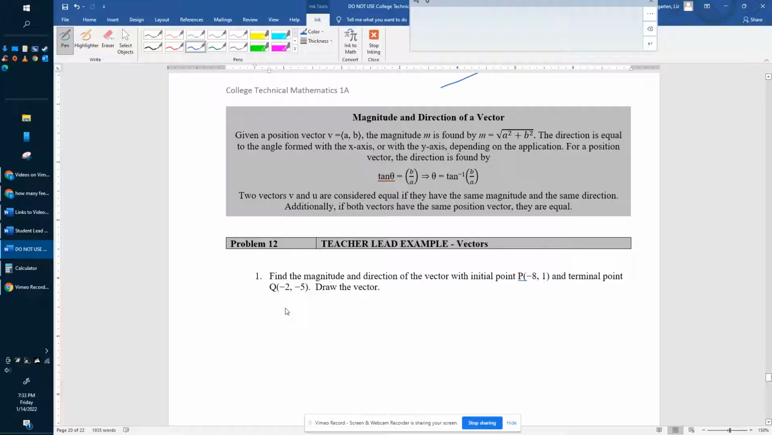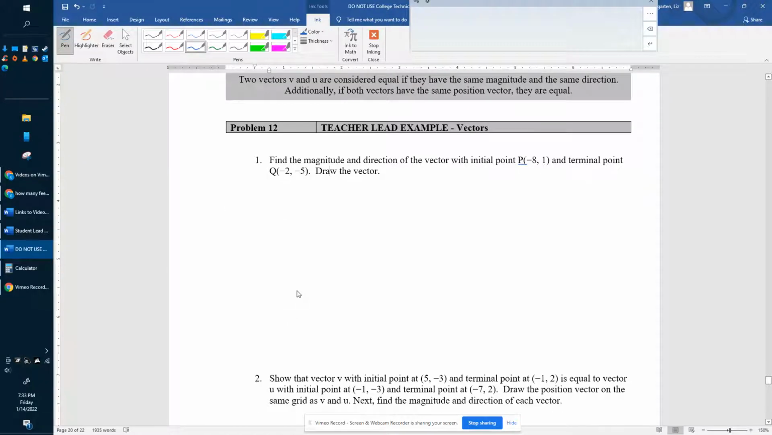Find the magnitude and direction of the vector with initial point (-8, 1) and terminal point (-2, -5). Draw the vector. All right, let's actually start by drawing the vector. That'll probably be a bit easier. So here's our coordinate plane. X is negative 8. 1, 2, 3, 4, 5, 6, 7, 8. Y is 1. So that's its initial point right here.